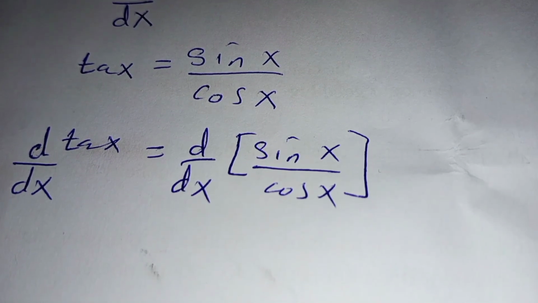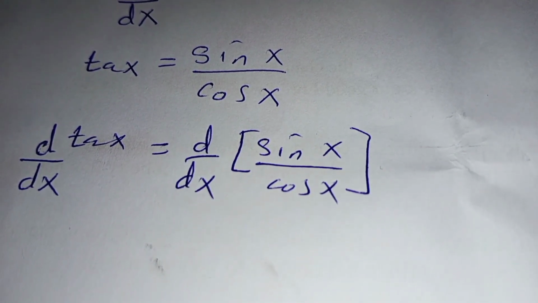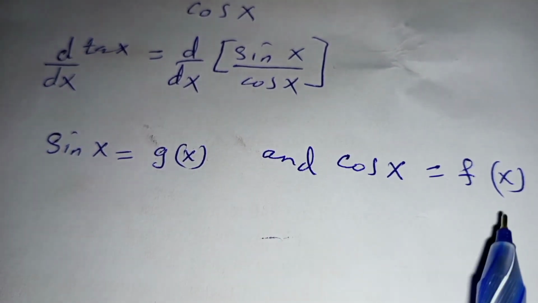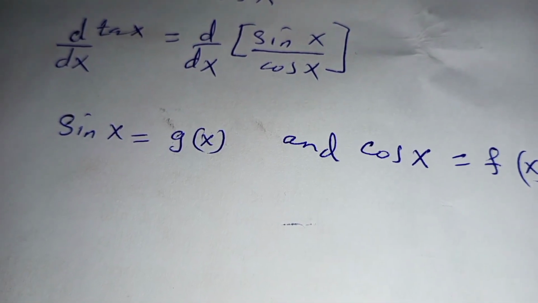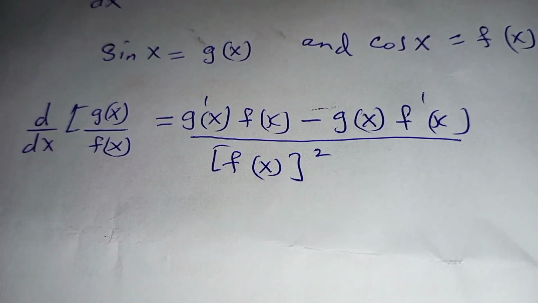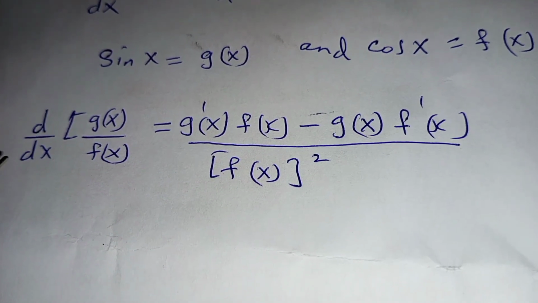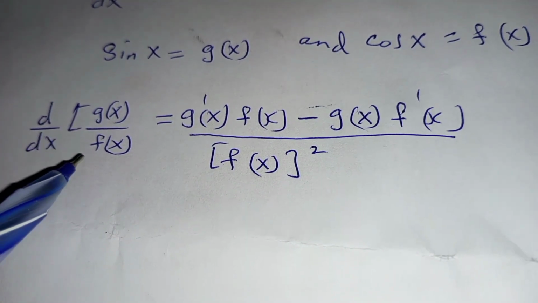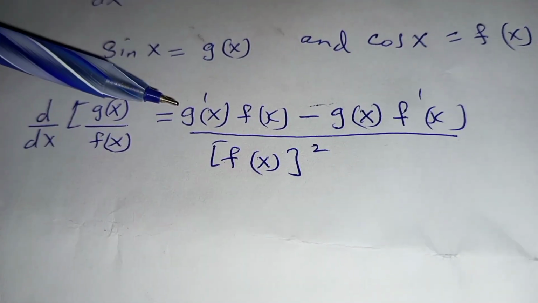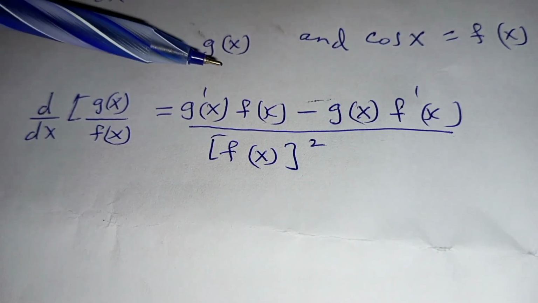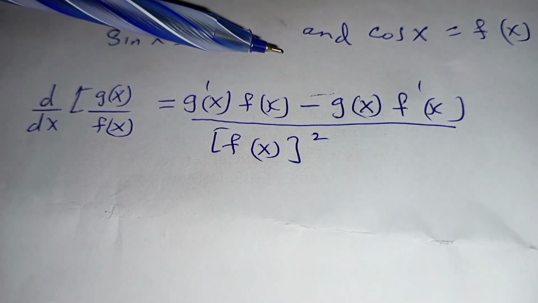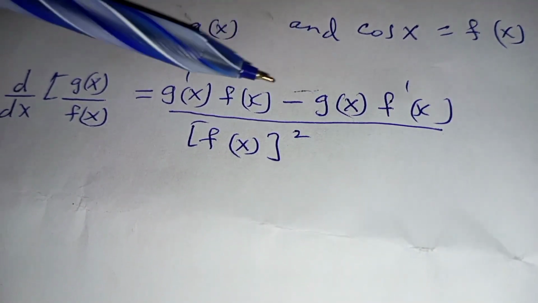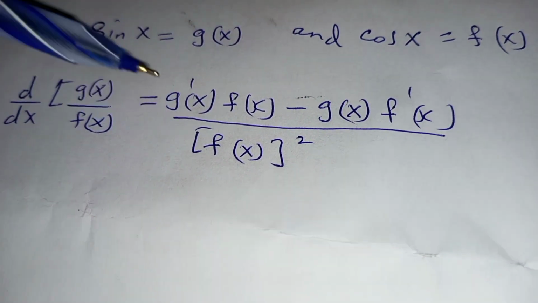To differentiate this, we are going to use what is called the quotient rule. Letting sin x be equal to the function g of x and cos x be equal to the function f of x, the quotient rule says that when you differentiate g of x over f of x, it is given by the numerator function differentiated multiplied by the denominator, minus the numerator function multiplied by the denominator differentiated, divided by the square of the denominator.